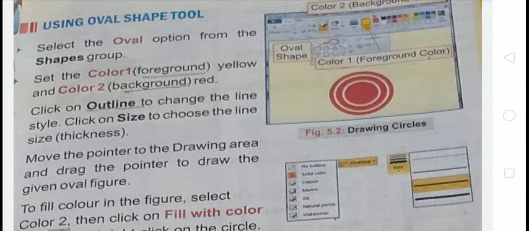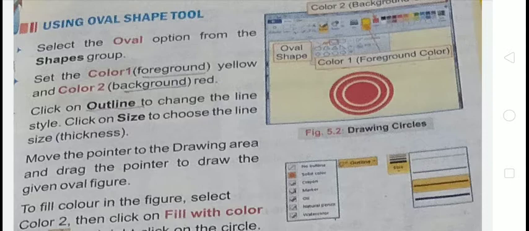Then click on outline to change the line style. Then click on size to choose the line size. Move the pointer to the drawing area and drag the pointer to draw the given oval figure.